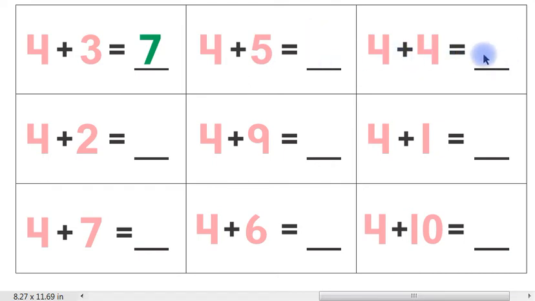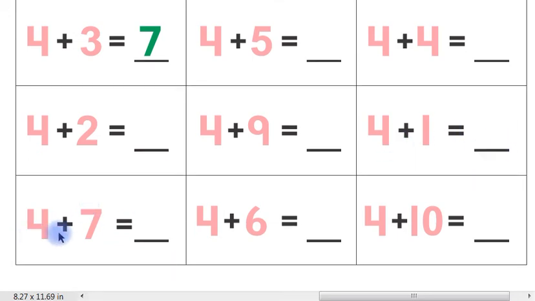4 plus 4 equals 8. Children, you have to write number 8 here. 4 plus 2 equals 6. Children, you have to write number 6 here. 4 plus 9 equals 13. Children, you have to write number 13 here. 4 plus 1 equals 5. Children, you have to write number 5 here. 4 plus 7 equals 11. Children, you have to write number 11 here. 4 plus 6 equals 10. Children, you have to write number 10 here.